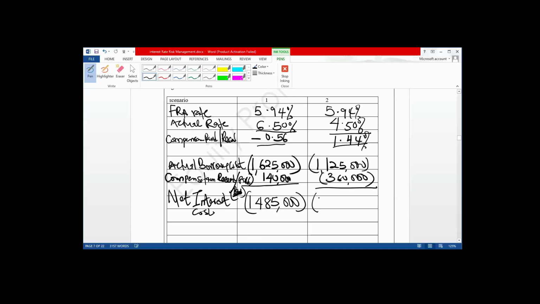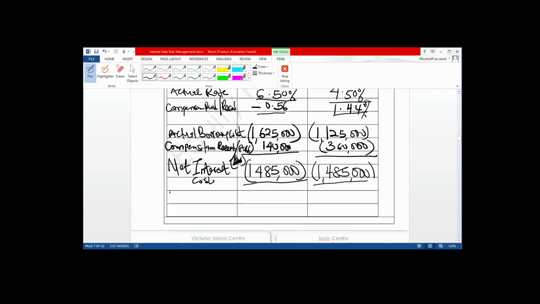Here you also have 1,485,000. This is your net interest cost. It must be the same. If you want to take it back to percentage, effective loan rate.